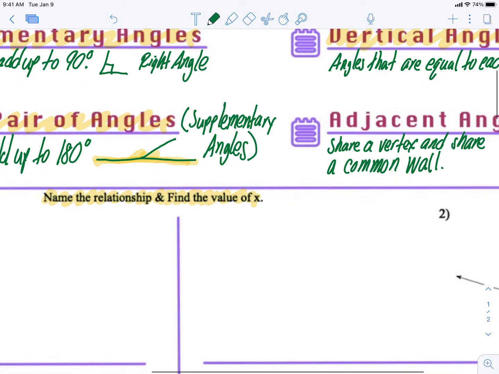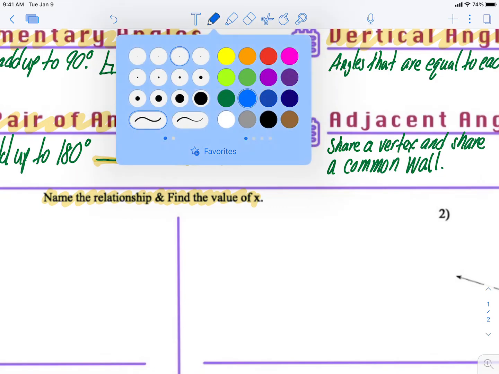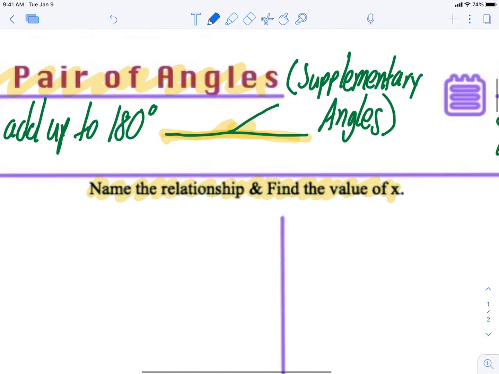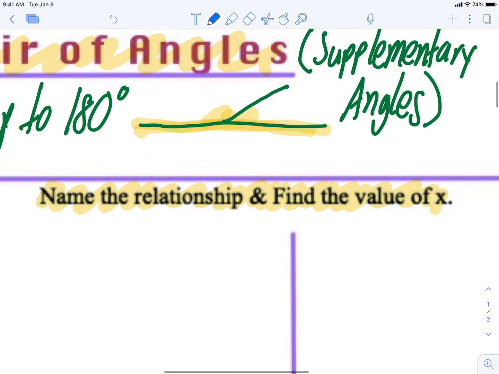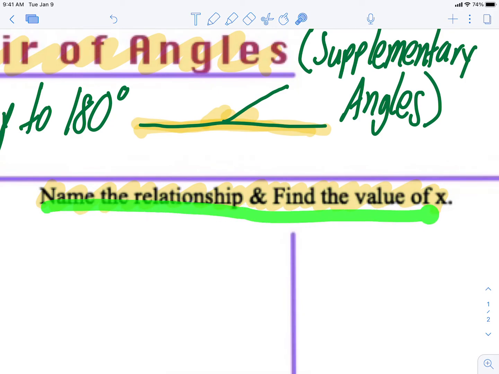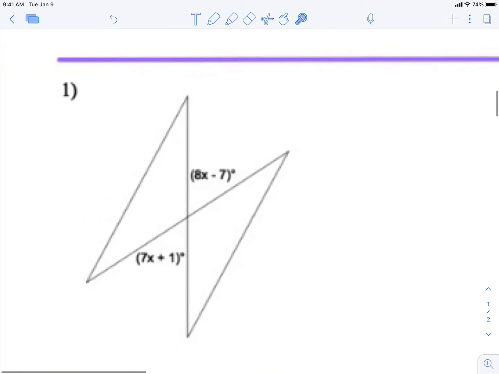All right, so let's go here and do some examples. The notes say, name the relationship and find the value of x. So we have to name the relationship and find the value of x. Let's do that here.